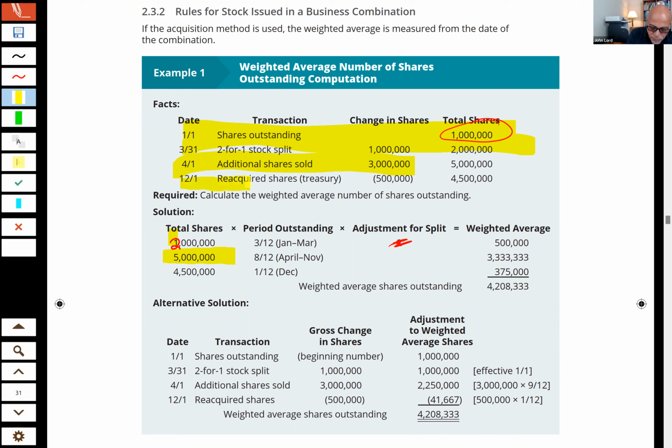And then on December 1st, they went ahead and bought some treasury shares. So what happens? We go ahead and we multiply that 5 million times the 8 months divided by 12 that it was outstanding, come out with that product. Okay, and then we had purchased 500,000 shares, so now we're down to 4,500,000, and we ended the year like that from December 1st to the end of the year, so that was 1/12. Do the proper weighting there, and you have your weighted average shares.